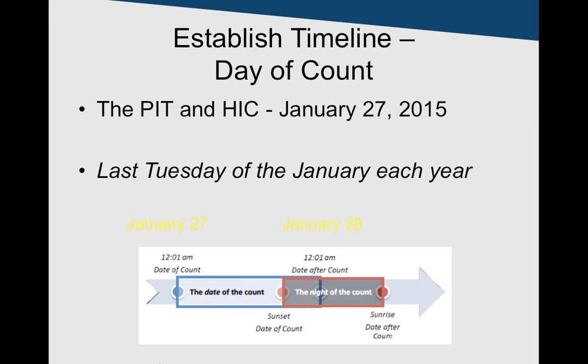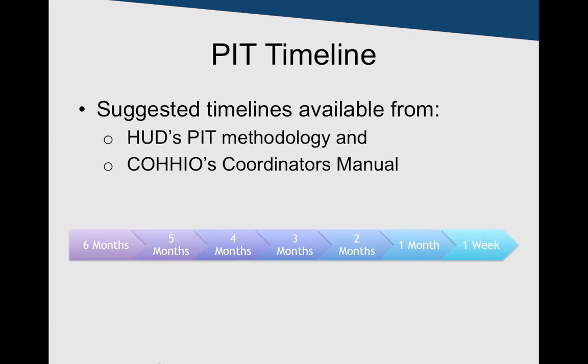We understand that many of you conduct your unsheltered counts in the middle of the night or early in the morning, so it is important that we identify that date of the count. HUD created the graphic in the slide to help explain what they mean by the day of the count. The night of the count starts at sunset on January 27th, and it ends at sunrise on January 28th.